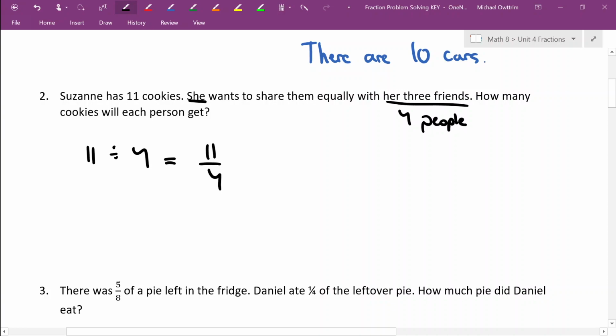And 11 divided by 4 can be written as a fraction, 11 over 4. And we probably want to answer as a mixed number here. It will make the most sense. And so we're going to go ahead and say 11 over 4 is equal to 2 wholes, and that would use up 8 out of our 11, and 3/4. So each person will get 2 3/4 cookies.